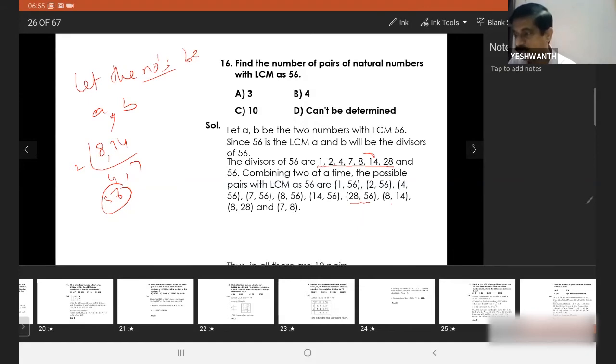So how many such pairs are there? 1, 2, 3, 4, 5, 6, 7, 8, 9, 10. So 10 pairs means option C. Please note it, this is a little interesting problem.